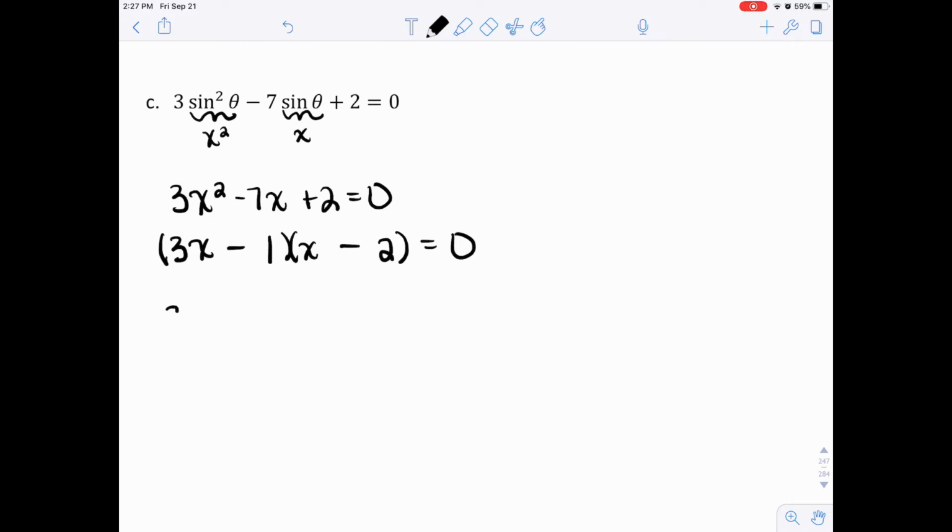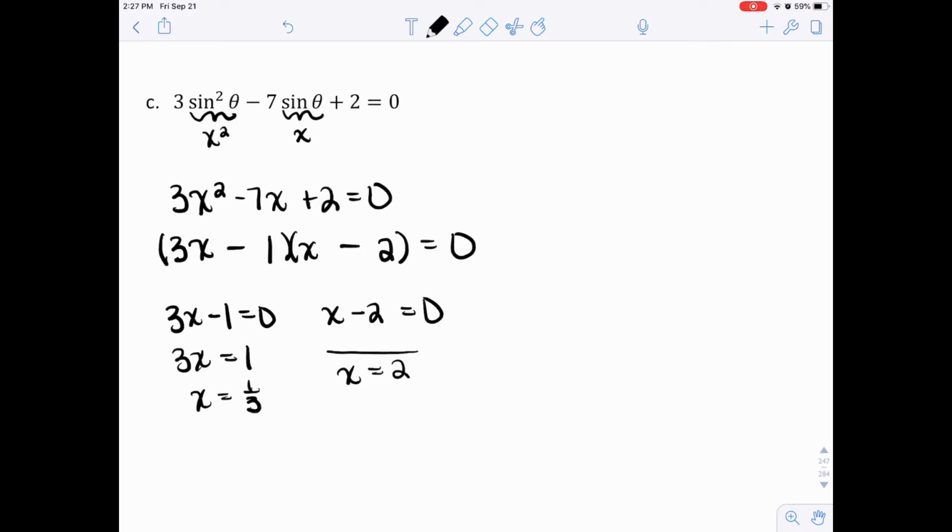Once it's factored, we can set each factor equal to 0, and then we'll solve each of those equations, which leaves x is equal to 1/3 and x is equal to 2. If this was not a trig equation, we would be done at this point, but now there is more work because we didn't have an x in our original problem. That actually is representing sine of theta.